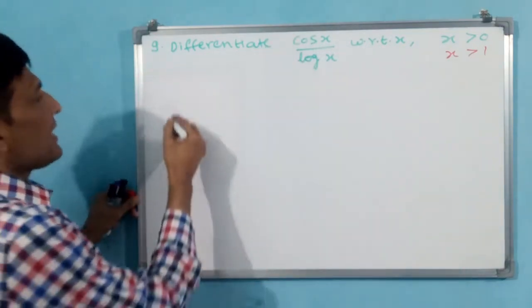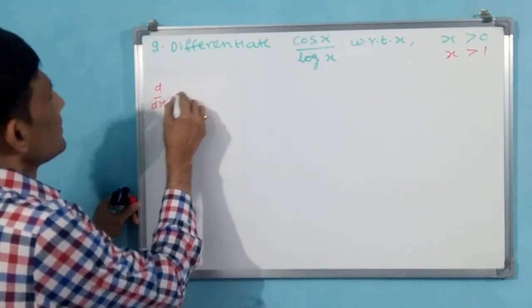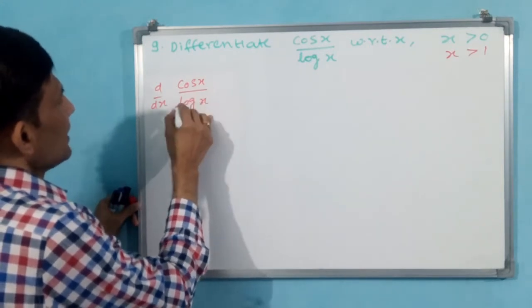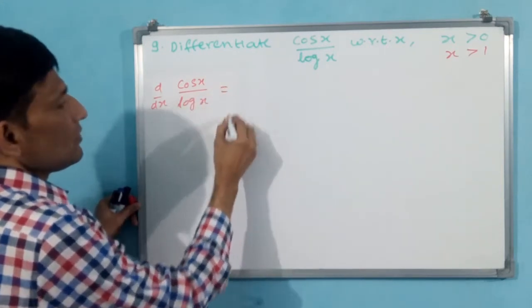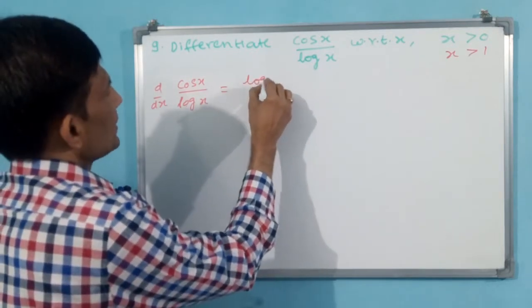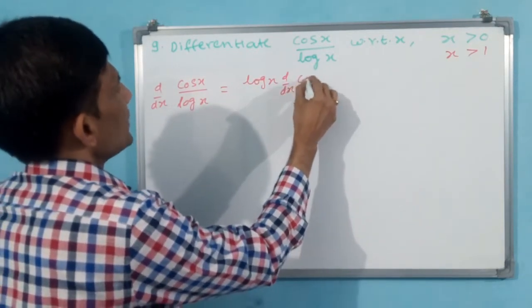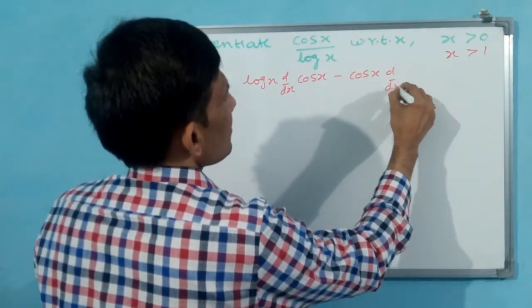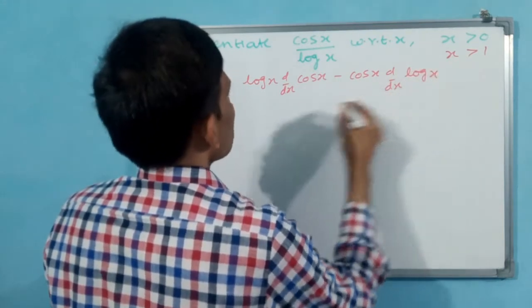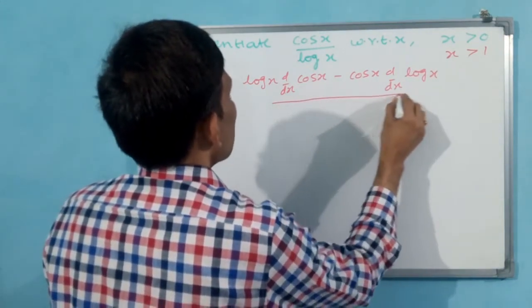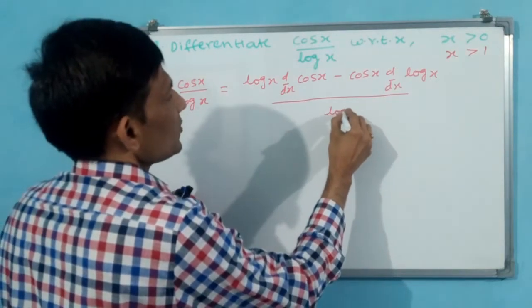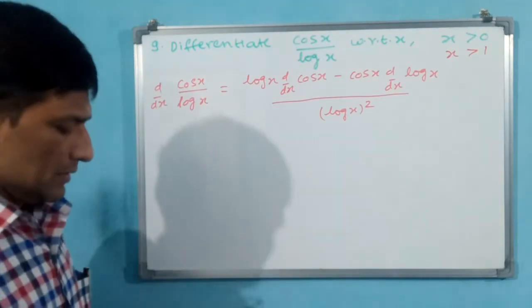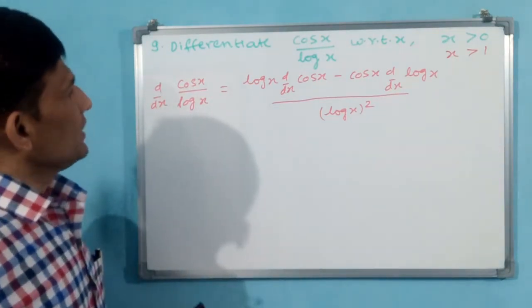d by dx of u by v. d by dx of cos x by log x is equal to v, log x, d by dx of u, cos x, minus u, cos x, d by dx of v, log x, divided by v square, that means log x whole square. Okay, now proceed.